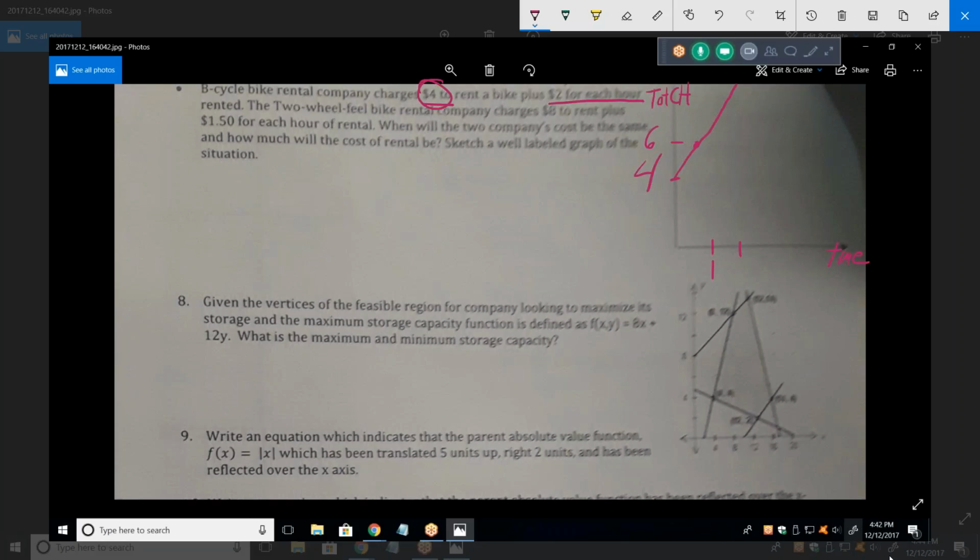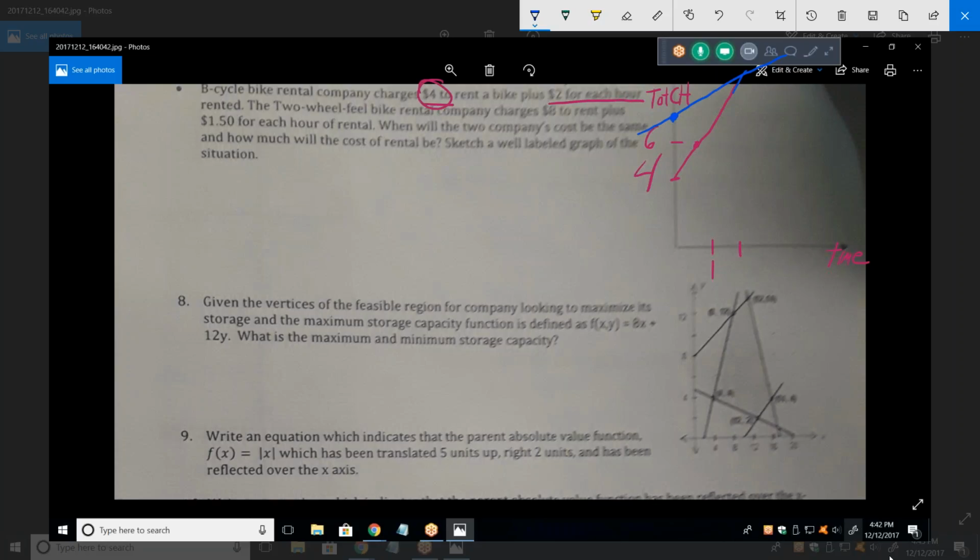A two-wheel bike is $8 plus $1.50 per hour. How do I graph that? In blue. So it should start up at 8, and then go up 1.5 and over 1. Good. Or up 3 over 2. Same thing. In other words, it's not as steep as this red line. This red line had a slope of 2. This has a slope of 1.5. So it's kind of like this.